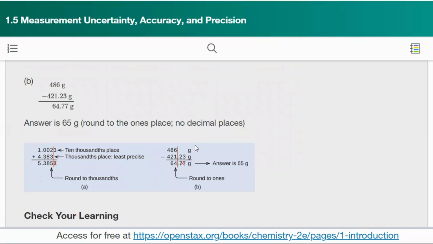And they're trying to illustrate how this is done here. Notice in their diagram, they actually have the decimal points aligned. Just a little complaint there.